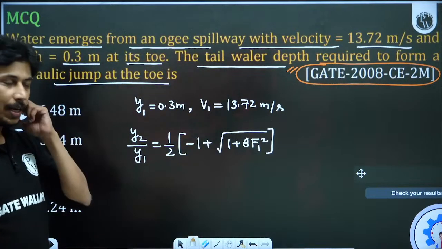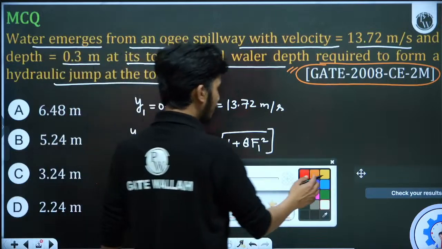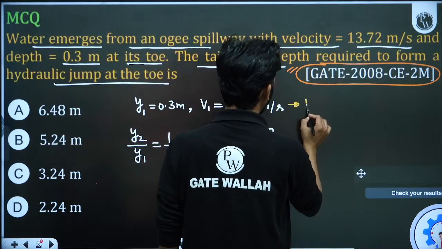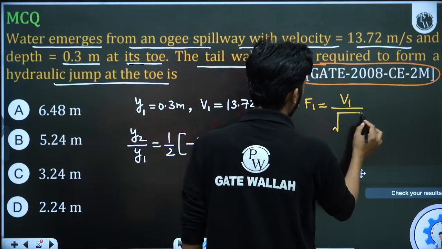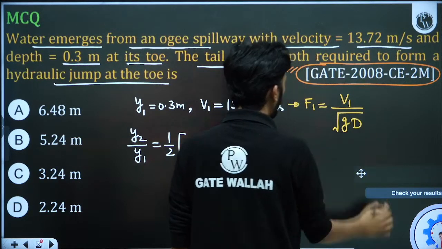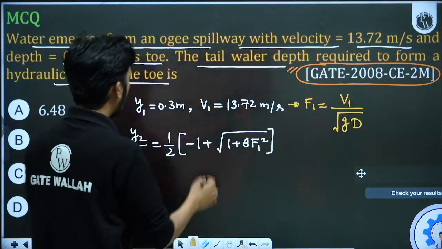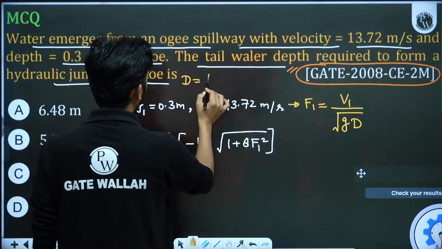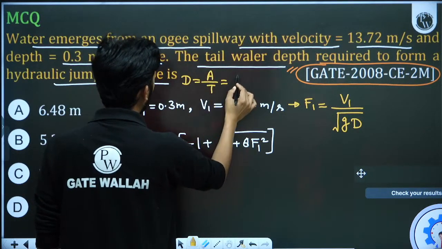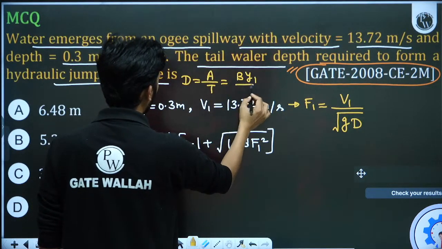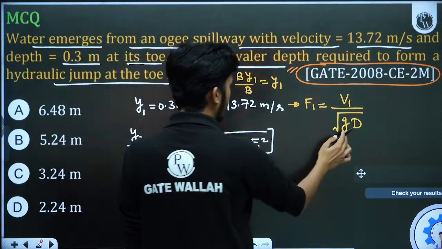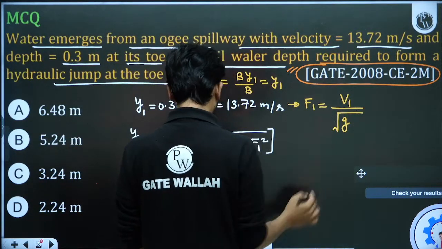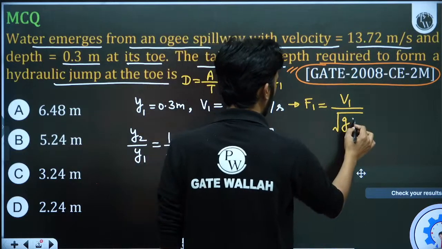Okay, your time is over. Let us see what is the solution. So here if we calculate the value of F1, F1 will be equal to V1 divided by root GD. What is the D for a rectangular section? The hydraulic depth for a rectangular section is A by T. The area is B into depth of flow Y1 and top width is also B for a rectangular section. So it is Y1. So hydraulic depth for a rectangular section is also equal to depth of flow Y1.